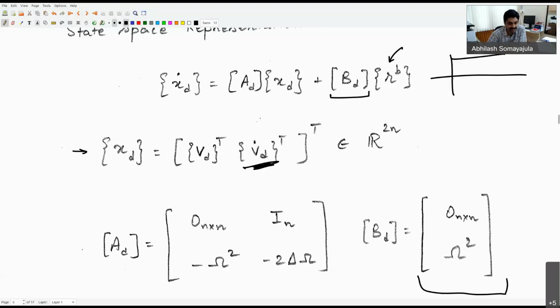Okay, all right. So see, when I am multiplying BD times RB, I'll get zeros on the top and then I'll get omega square times RB at the bottom, correct? Basically, I'm doing this times RB, right?